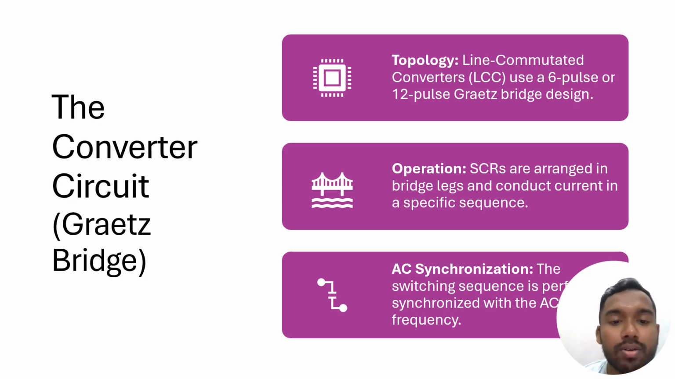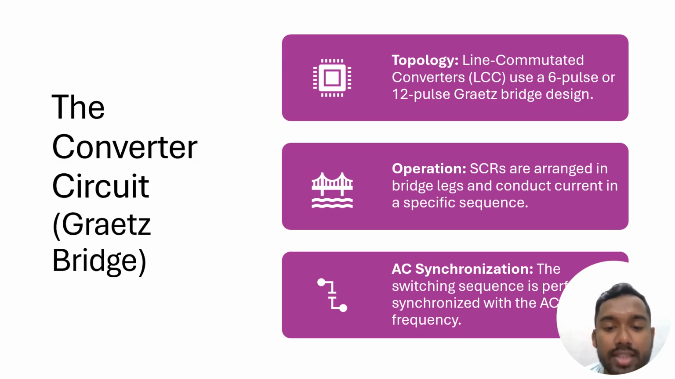Let's turn our attention to the converter circuit itself, specifically the bridge. To convert three-phase alternating current into direct current at such massive scales, line commutated converters typically use a 6 pulse or 12 pulse bridge topology. In this setup, the SCRs are arranged in parallel legs. You can think of them as highly synchronized heavy duty valves.